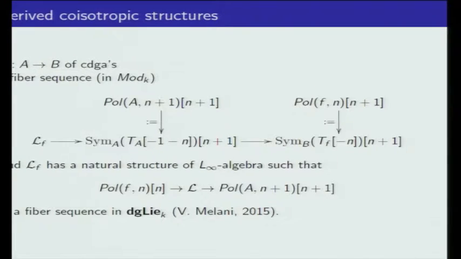There is this map. It is a map of DG modules over k. You take the homotopy kernel of this, and Valerio Melani proved that this homotopy kernel has a natural structure of L-infinity algebra, such that if you shift back the relative polyvectors, you get an extension of DG Lie, so a fiber sequence of DG Lie, a fiber sequence in the homotopy category of DG Lie. The homotopy category of DG Lie is the same as L-infinity algebras. So this is why the things are related.